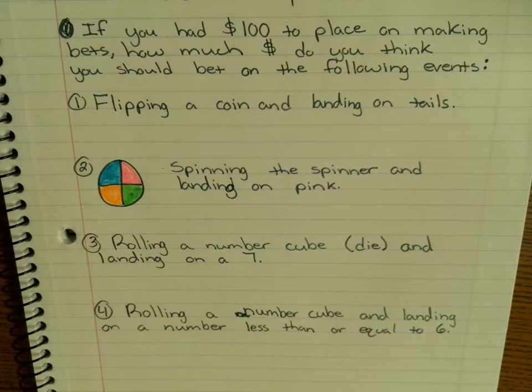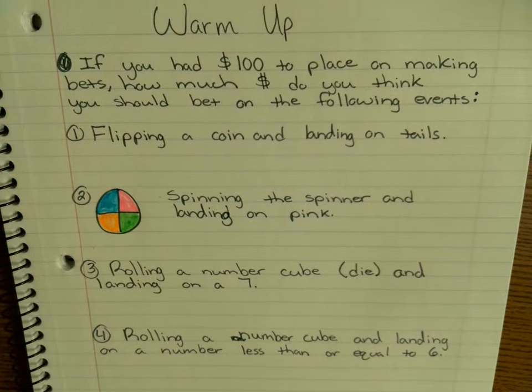All right, let's go ahead and go over the warm-up. So we have a situation in which you've got $100, and you're going to use it to place money on making some bets. And I want to know how much would you bet based off of these different events.